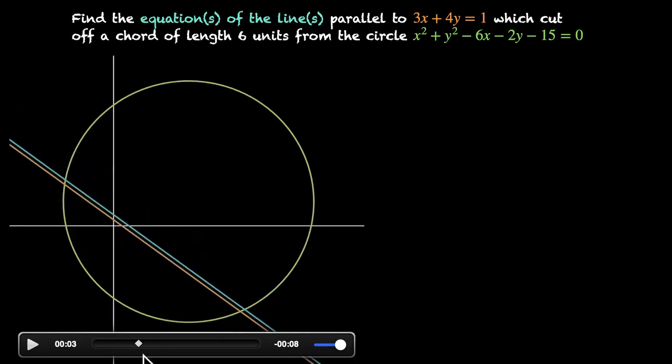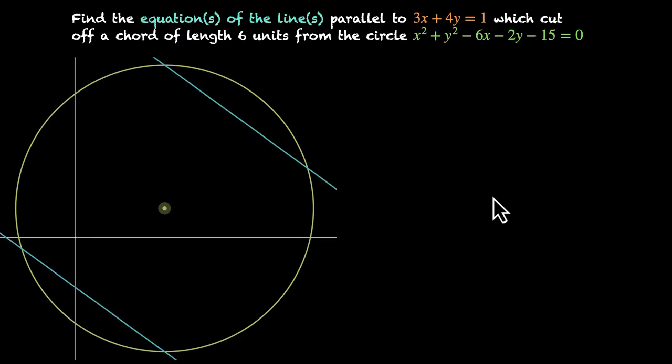Now think about it. Will there be one line or more? If there's a line that cuts off an intercept of 6 units, there's definitely going to be another line on the other side of the circle. So if this cuts off an intercept of 6, for example, another line on this side will also cut off an intercept of 6 units. So this means we're going to get 2 lines.